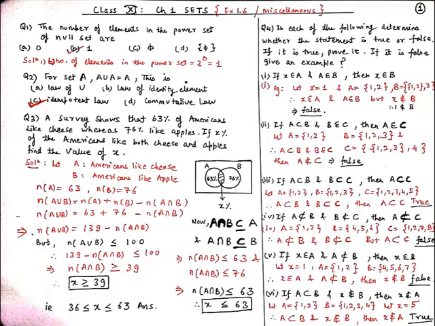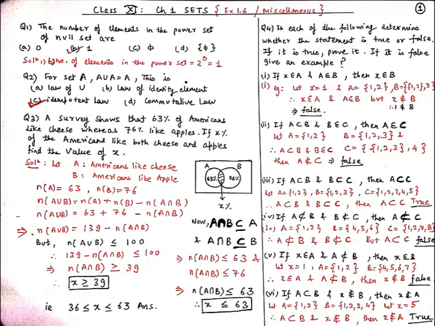So from here you can clearly see that elements of A are not present in set B. So we can say that A is not a subset of B and B is also not a subset of C. But we can clearly see that A is a subset of C. So again, the statement is false.